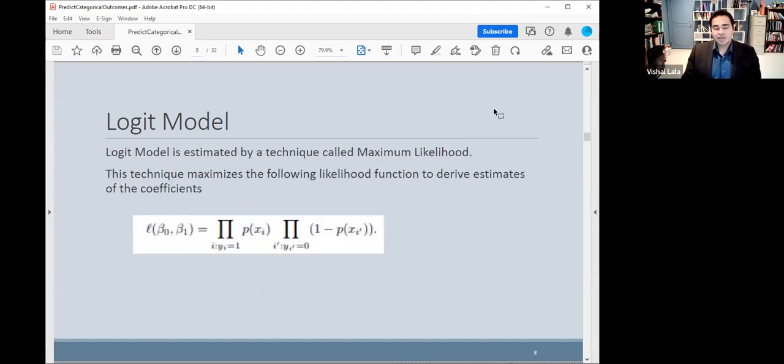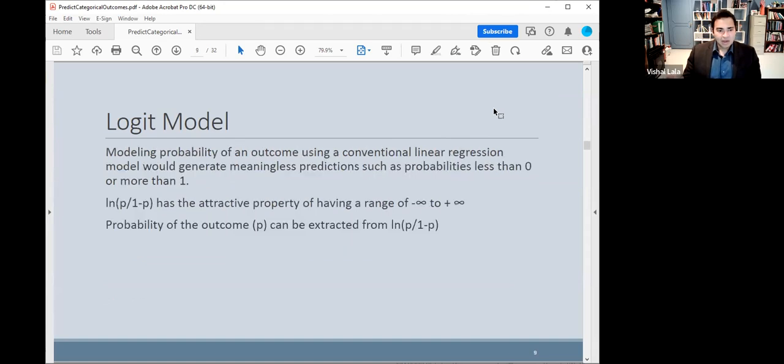The method used to estimate the logistic regression model, or Logit model, is called maximum likelihood. This differs from what we've seen before for linear regression, which uses OLS, ordinary least squares, for estimation. Here's the intuition I just pointed out to you: if you were to model merely probability, the numbers must be bound between 0 and 1. Natural log of p divided by 1 minus p moves the range to minus infinite to plus infinite.